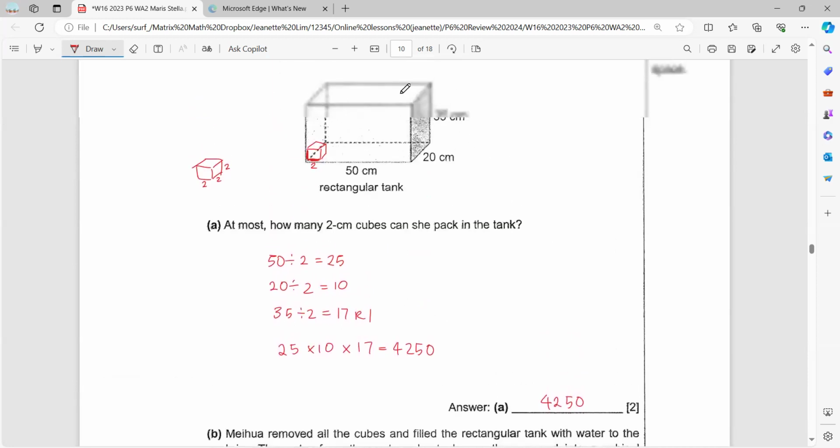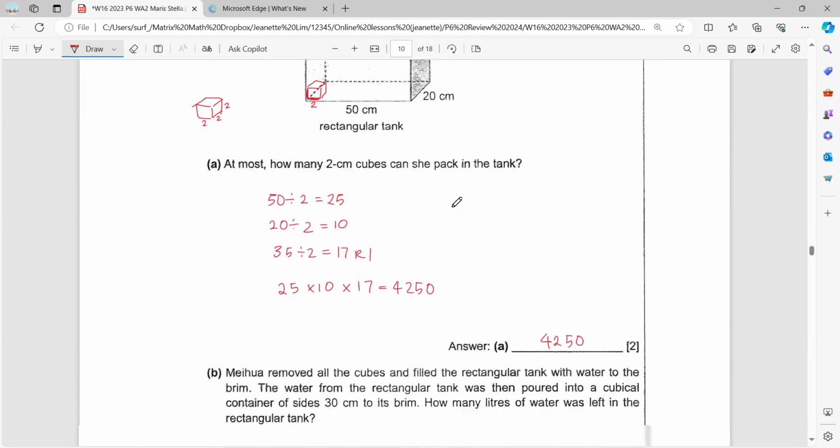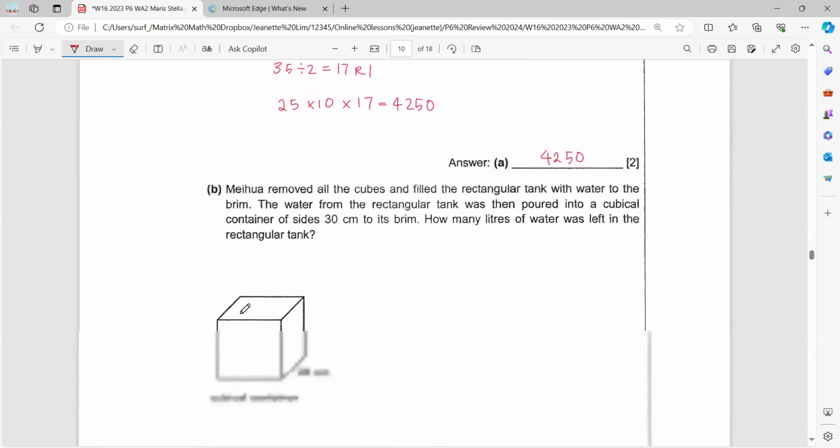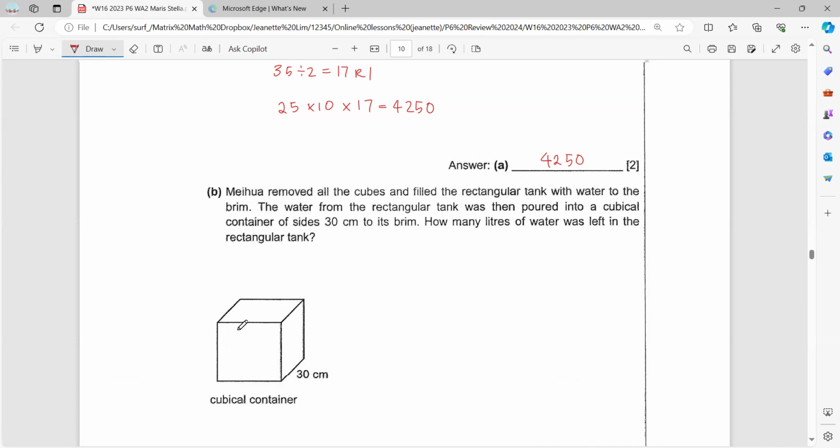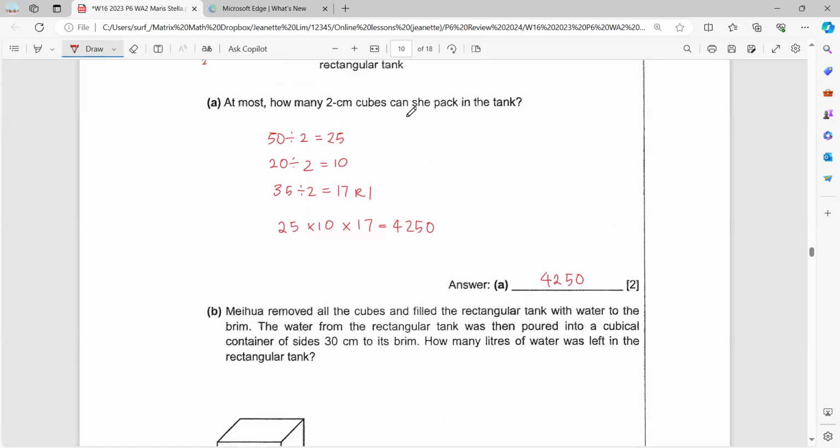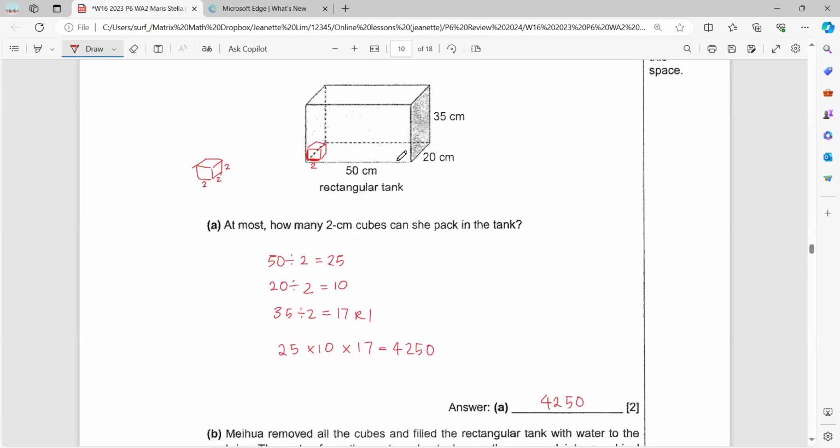So you have to find the volume of this when it's filled to the brim. And then that volume of water is being poured here into this cubical container. So we are supposed to find how many liters of water was left in the rectangular tank. So this cubical container has a capacity that's less than the rectangular tank. That's why there's still water left inside this tank. Okay, so we need to find out how much is left.